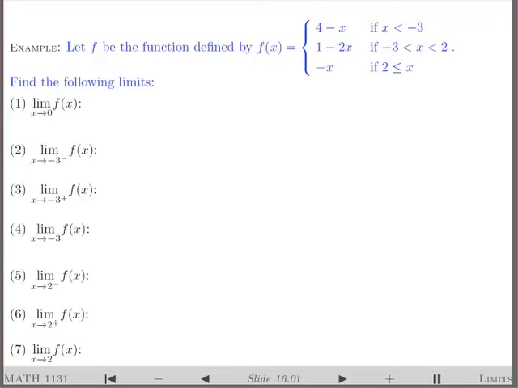So this function is defined as 4 minus x if x is less than negative 3, 1 minus 2x if negative 3 is less than x is less than 2, and negative x if x is greater than or equal to 2.